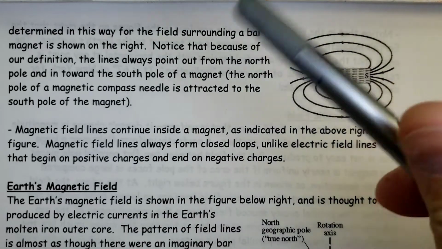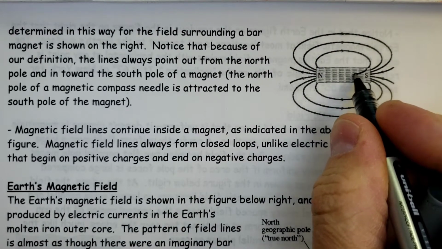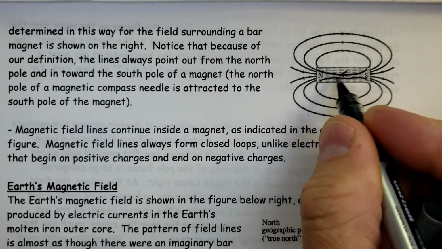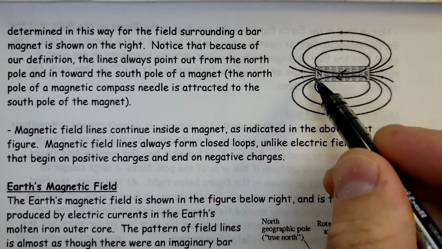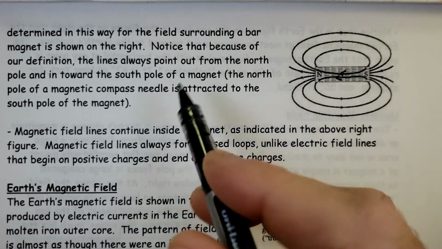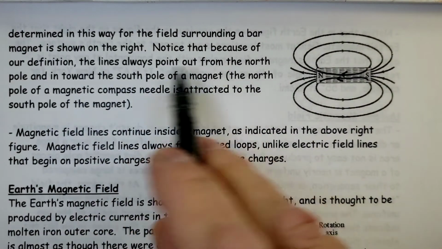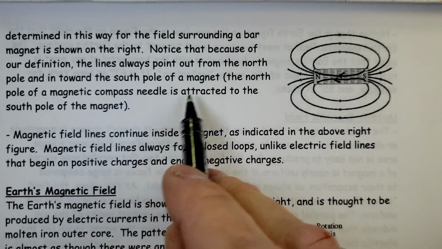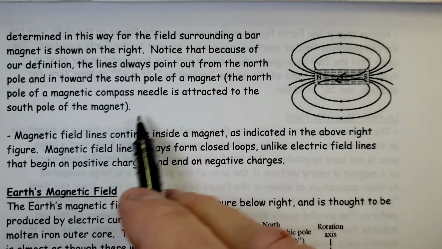on the outside. On the inside of the magnet, you could think of these curves continuing on and going towards north on the inside, but we always discuss the direction on the outside of the magnet, away from north and towards south. Notice that because of our definition, the lines always point out from the North Pole and in toward the South Pole of the magnet. The North Pole of a magnetic compass needle is attracted to the South Pole.